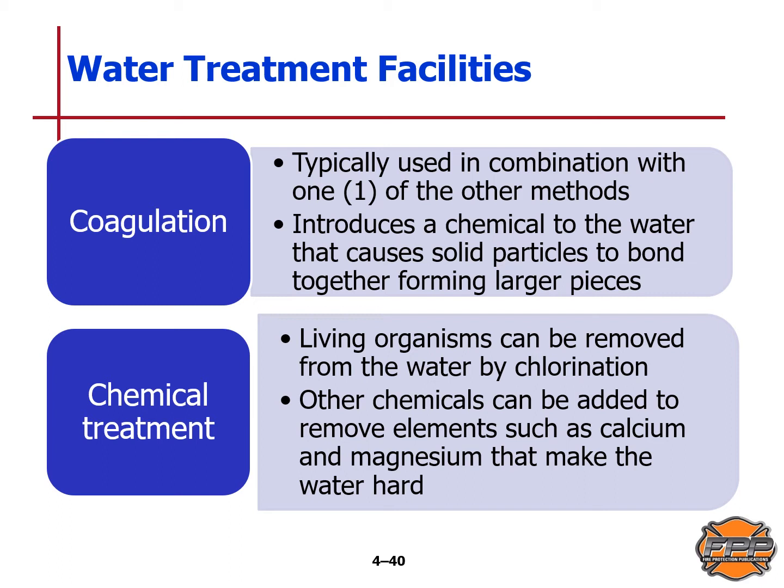And living organisms in chemical treatment can be removed from the water by chlorination, and other chemicals can be added to remove elements such as calcium and magnesium that make the water hard. Chemicals are also added, like fluoride, for instance, in the process of chemical treatment.